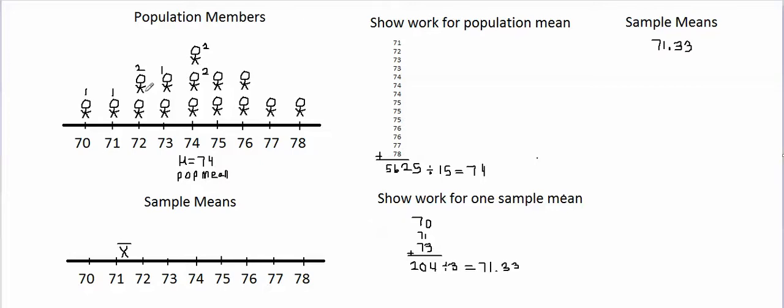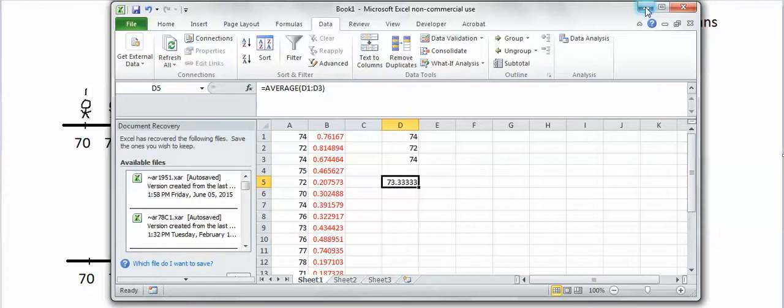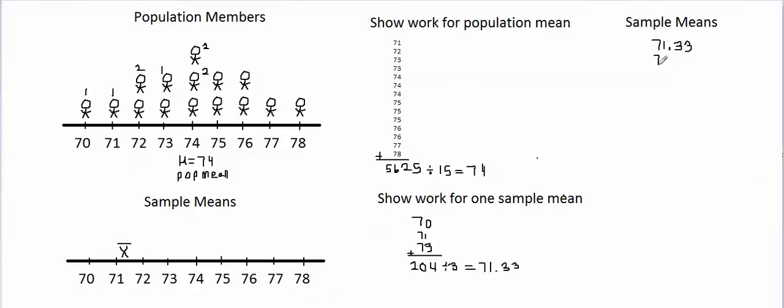I'll have you do this for the first 5 samples that you select, and then you can stop numbering them up here. So also, I said you need to show your work for the first sample, the sample mean, and then put it up here. But after that, just use Excel. So the next sample mean is 73.33.